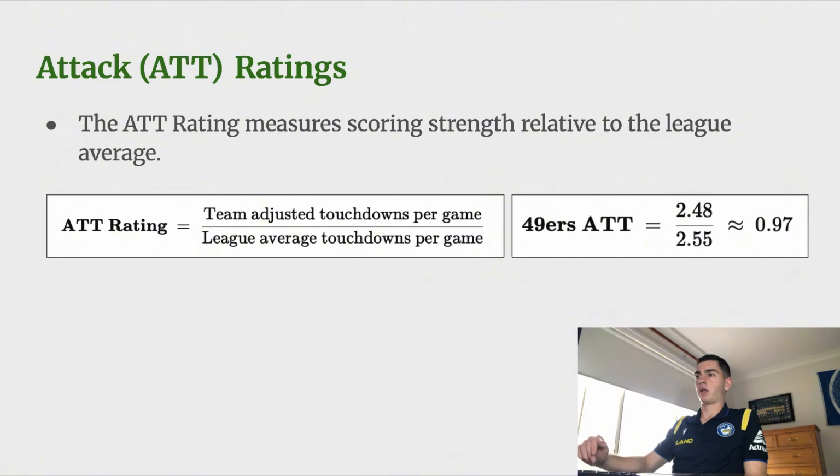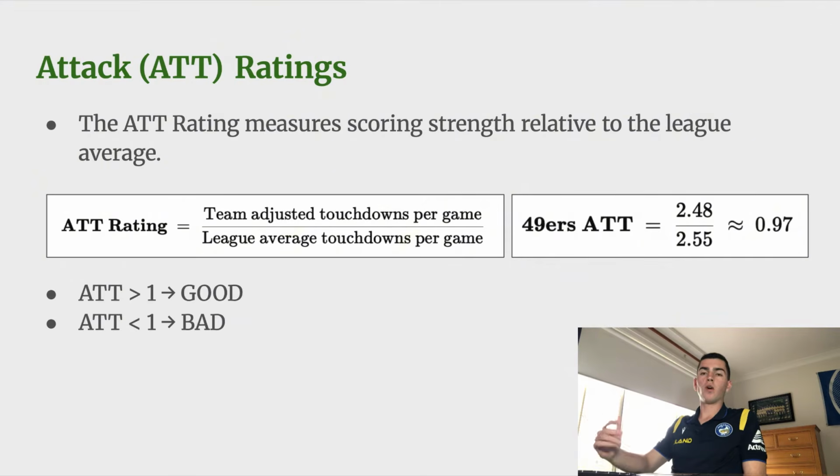ATT rating. Now, an ATT value below 1 means the team scores less often than the league average team. Above 1 means they score more than average. So of course, if you're a team, you want your attack rating to be as high as possible. And I'll repeat this process for field goals using the SOS adjusted data.